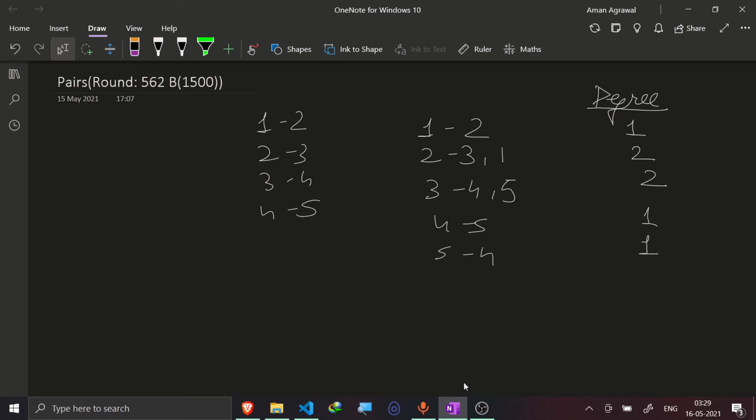And how this logic is working is like, let me take the previous example only, which was somewhat good.